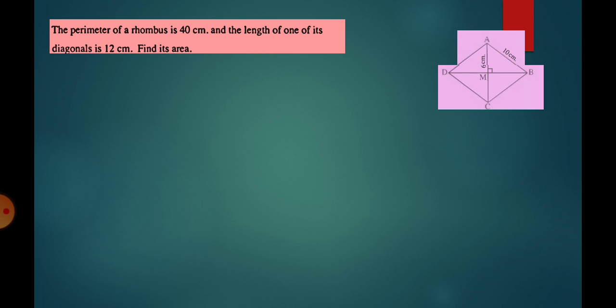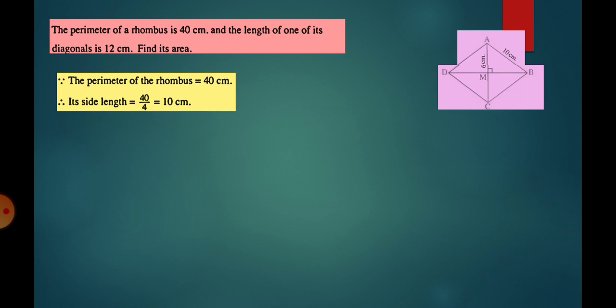Its perimeter equals 40. First we find the side length. Side length equals the perimeter divided by 4, equals 10 centimeters. In the opposite figure, the rhombus has side length equal 10 and one of the diagonals equals 12. We know the two diagonals bisect each other, so AM equals 6 and MC equals 6. The two diagonals are perpendicular to each other.